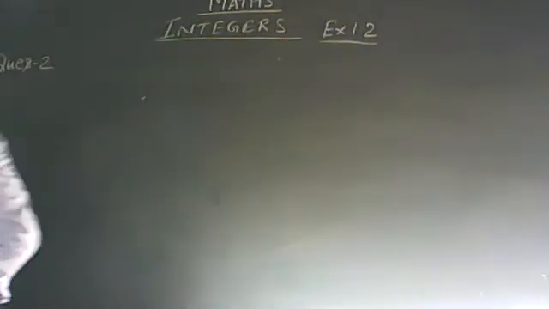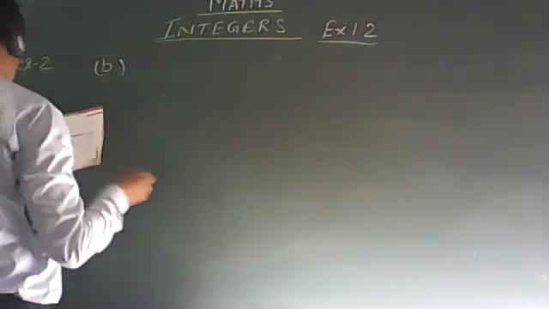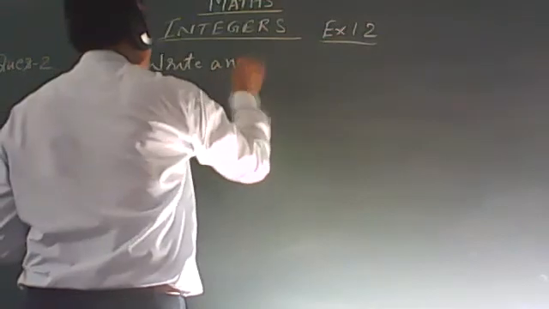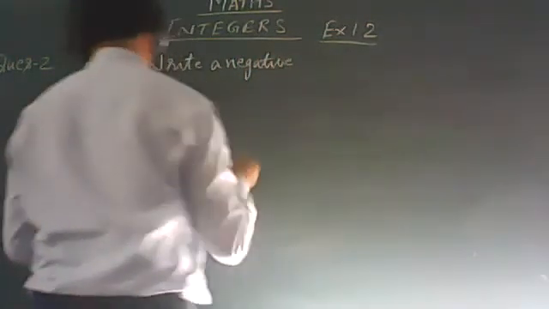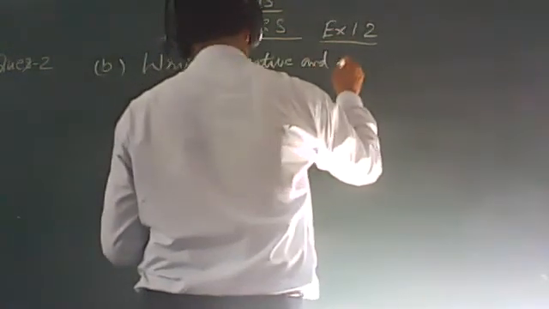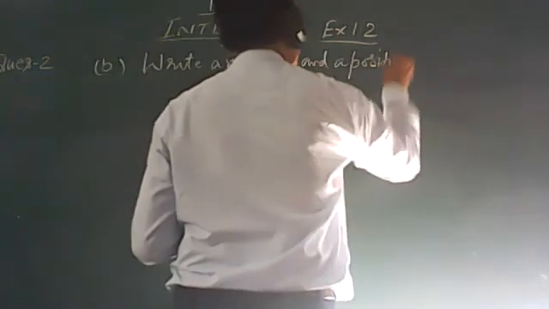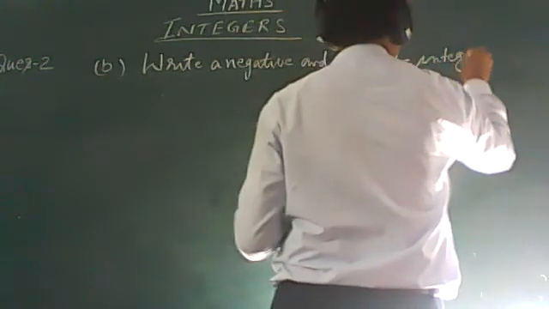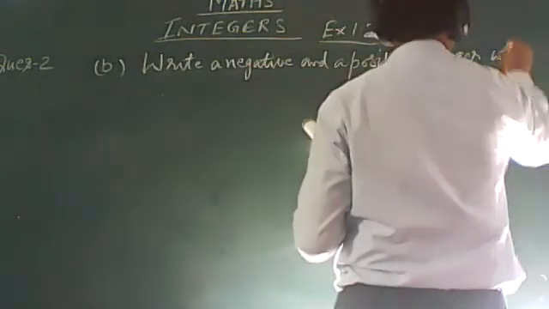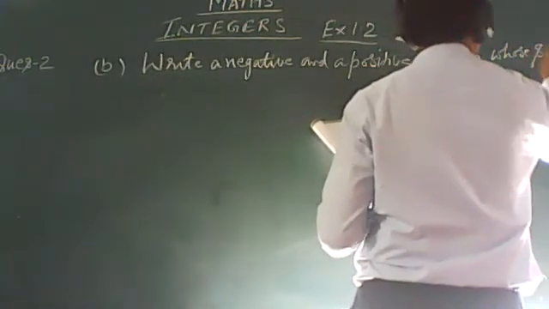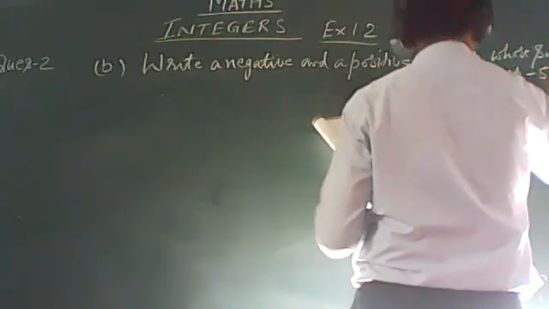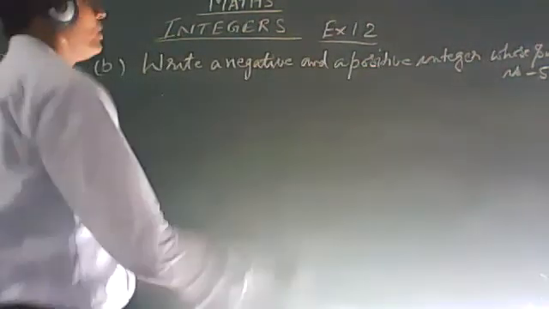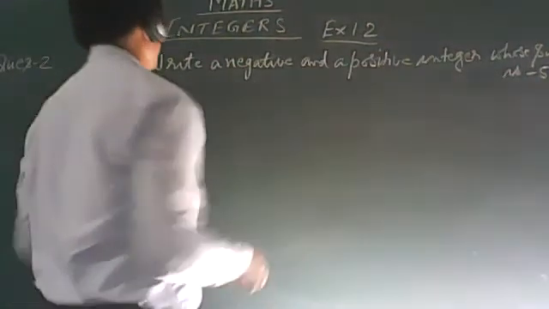The second part, B part, is: write a negative and a positive integer whose sum is -5.